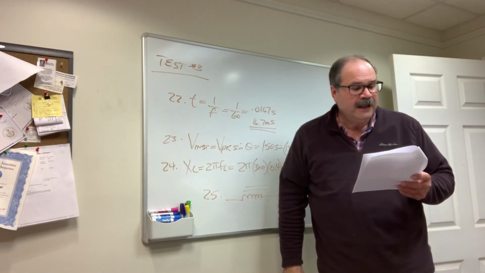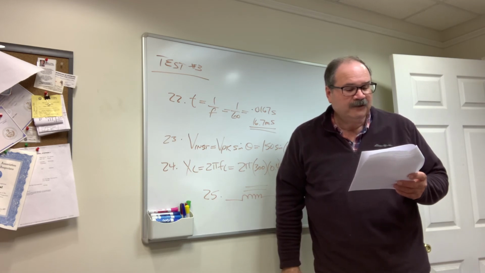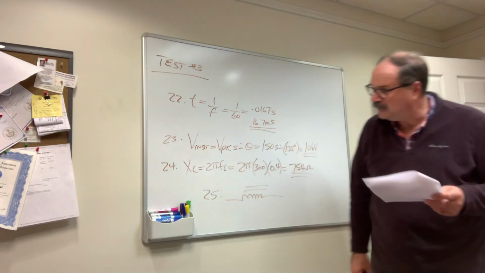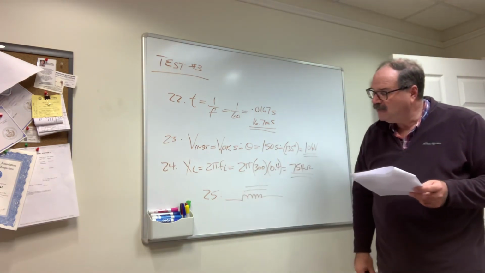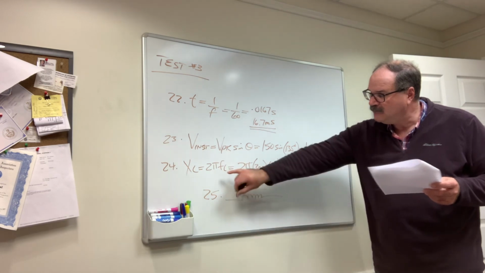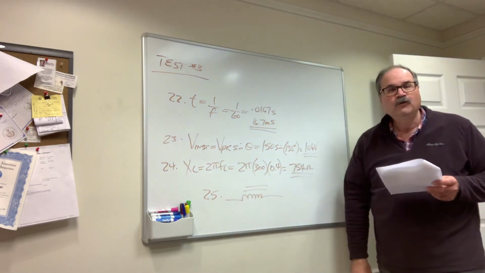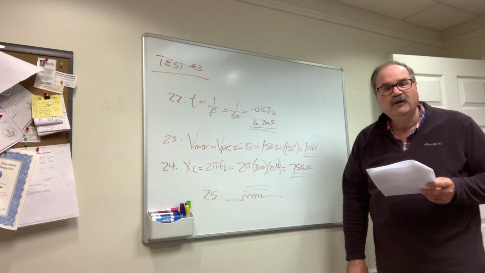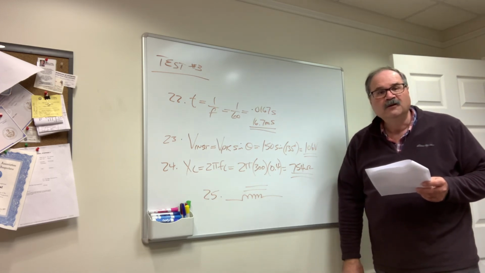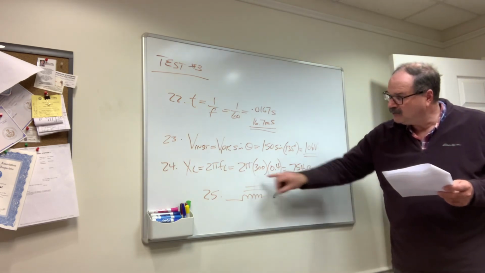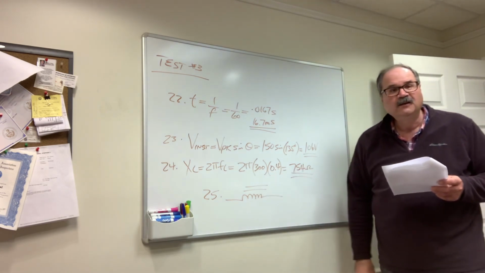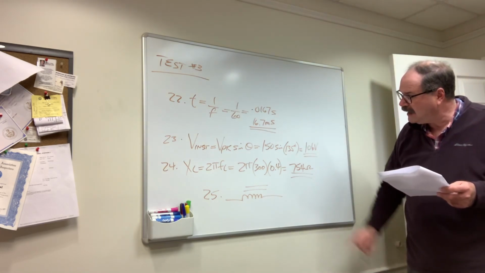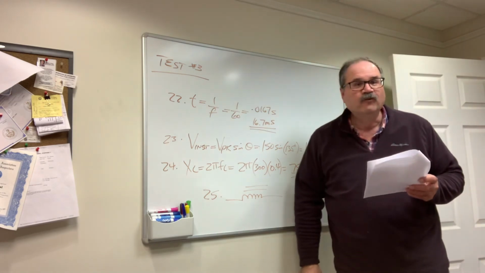Question 24. Calculate the inductive reactance of a 0.4 Henry inductor at 300 hertz. So X sub L is equal to 2 pi times F times L. Remember, 2 pi is a constant. Pi is 3.14, so 2 pi would be 3.14 multiplied by 2, or 6.28. Frequency is 300 hertz. Value of the inductance is 0.4 henries. Plug the numbers in, and we'll get a total inductive reactance of 754 ohms.